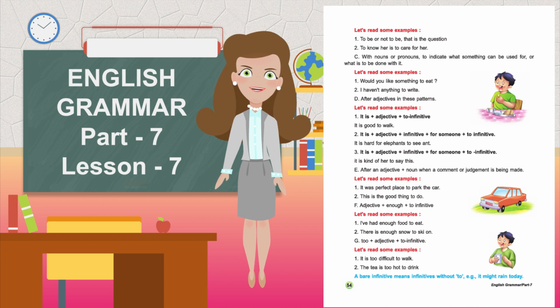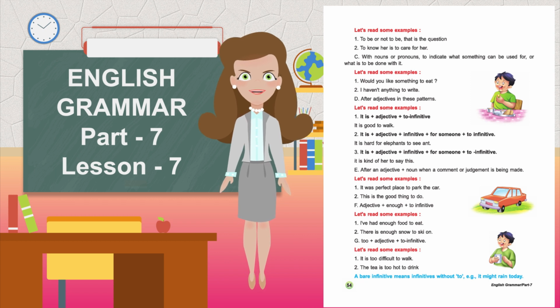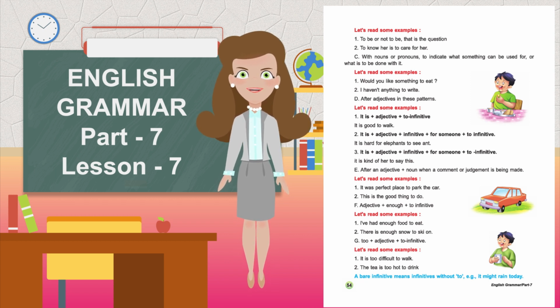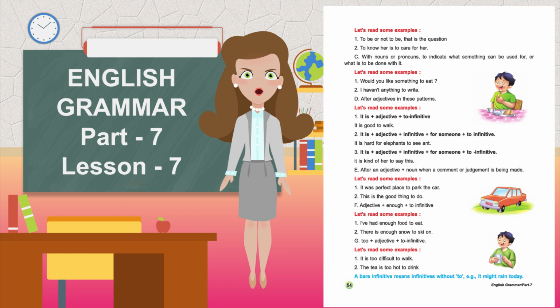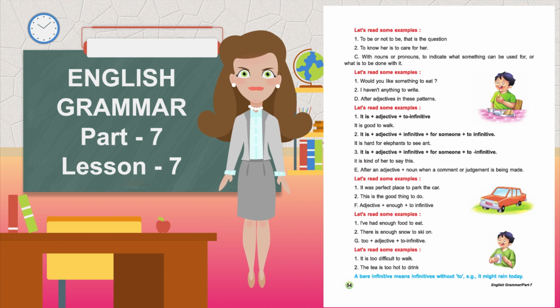F. Adjective plus enough plus to infinitive. Let's read some examples. I have had enough food to eat. There is enough snow to ski on. G. Too plus adjective plus to infinitive. Let's read some examples. It is too difficult to walk. The tea is too hot to drink.